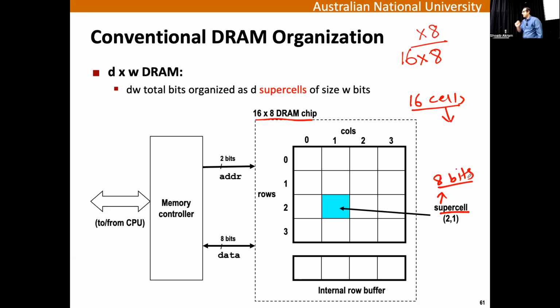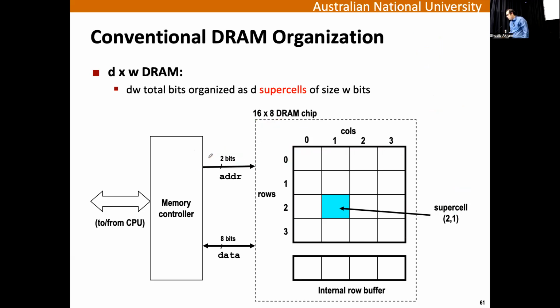There's an interesting lesson here that I want to convey. Now we organize physically the DRAM, this 16 cell as a matrix, and the address bits we have connecting the memory controller to the chip is 2-bit wide. Each supercell is 8 bits wide, and we want to read 8 bits at the intersection of second row and first column.